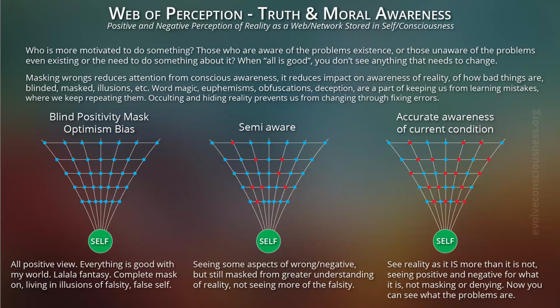The person on the right, who actually sees things as they are, who isn't in denial about what's actually going on in the world or within themselves, that's not in denial about the objective immoralities they are engaging in, the wrongs, the evils, the shadow, darkness, demon, and negative within them that they're projecting outwards into the world. They're not masking any of this. They can see the problems, and then they can actually act on those problems to change things. So this is the web of perception, truth and morality, awareness of truth and morality as a perception of a network and web stored in self or consciousness.